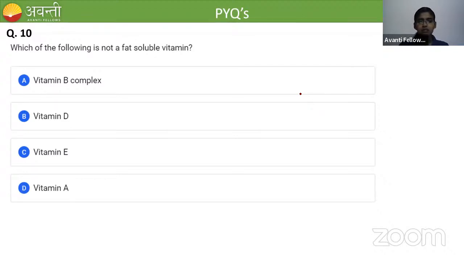So the fat-soluble vitamins are A, D, E and K. The remaining group, C group and B group, they are water-soluble vitamins, right? So from the given options, it is very clear that vitamin B complex is not a fat-soluble vitamin. So option A is the correct answer. Got it? Now moving on to question number 11.